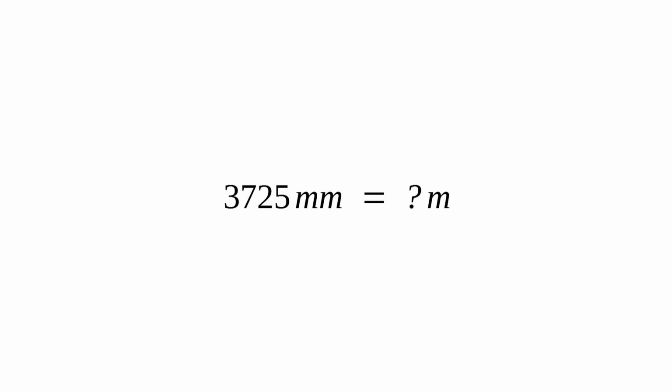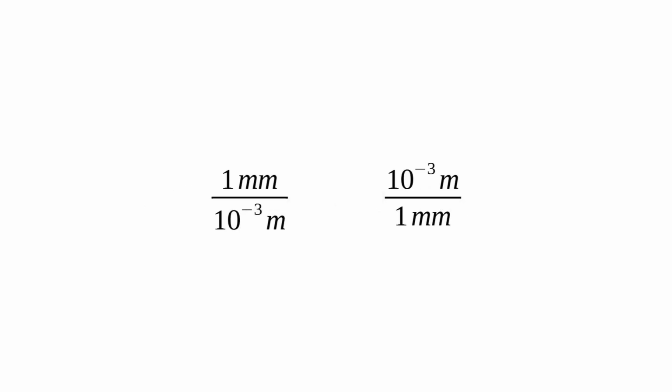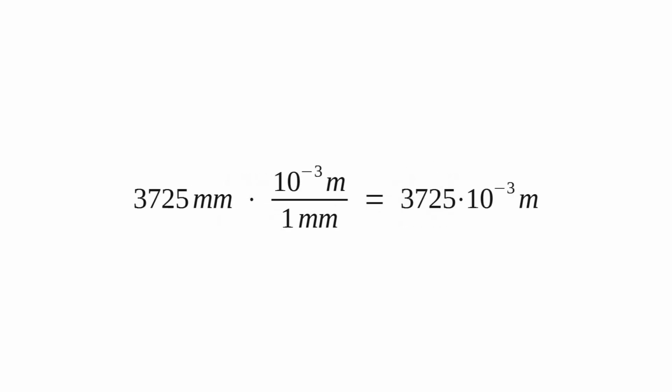Eventually, you'll be able to glance at a number and its units and actually do the math quickly in your head. But until then, take the time to write down the conversion and then figure out which of the two fractional forms will help you to solve your problem by canceling out the units you don't want and keeping the units you do want.